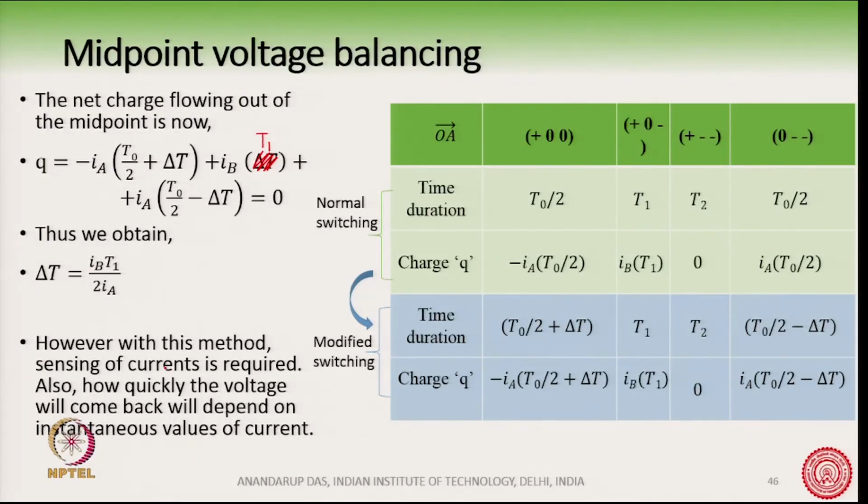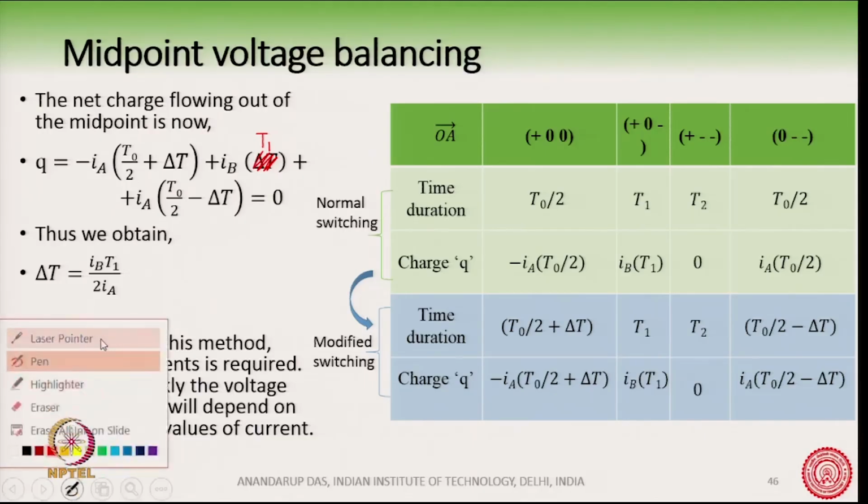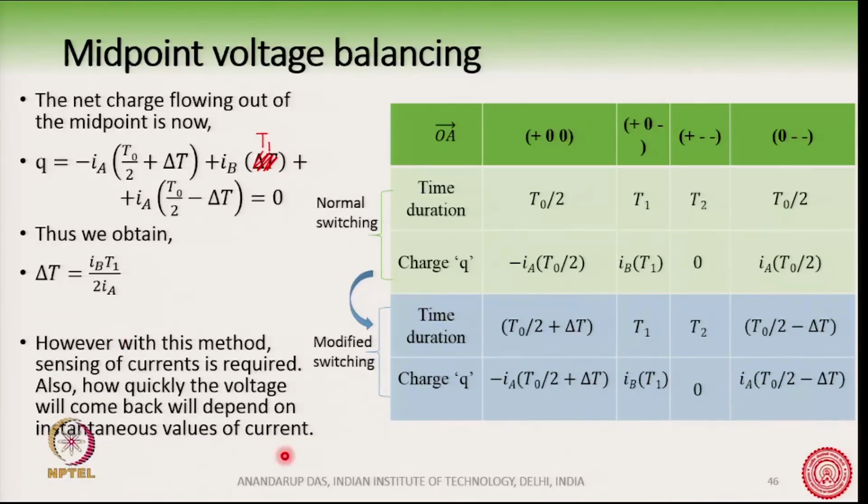So, this is one strategy of making sure that the charge is equal to 0. However, although this is an attractive strategy, the problem with this technique is we have to sense the currents. We have to always know what the Ib and Ia values are. Okay. This is not a very big challenge, because in any case for the converter we always sense the output currents Ia, Ib, Ic.